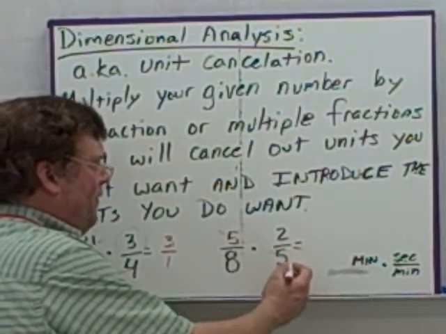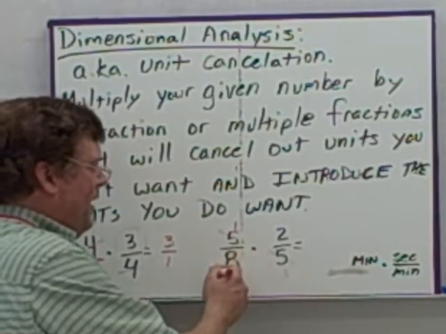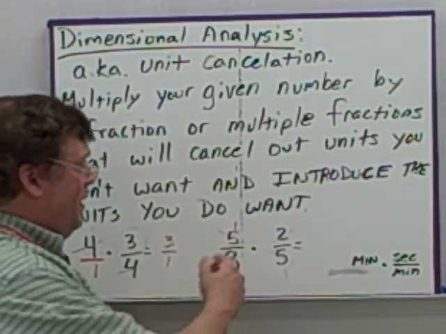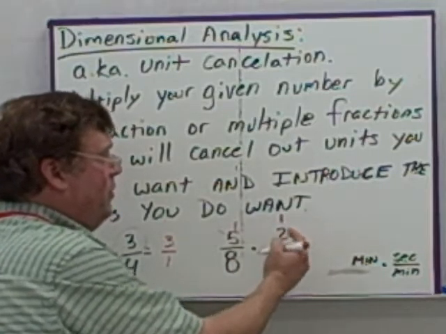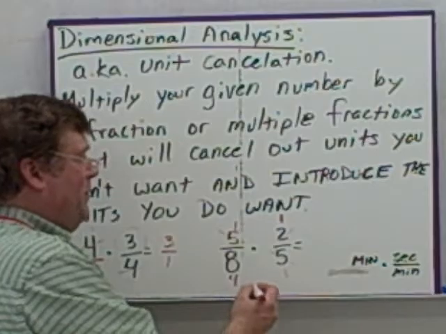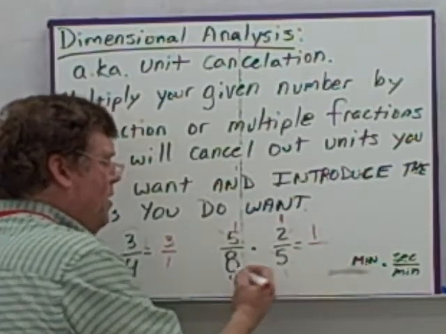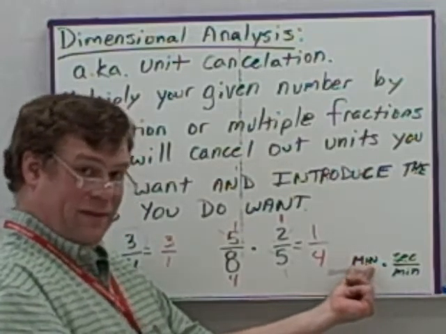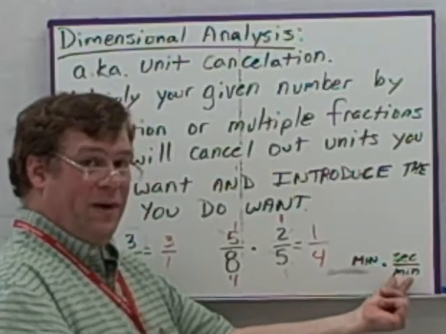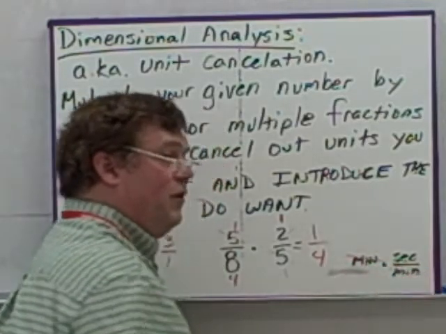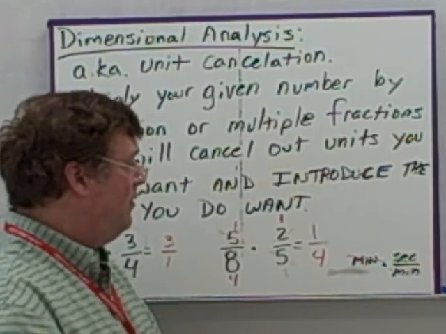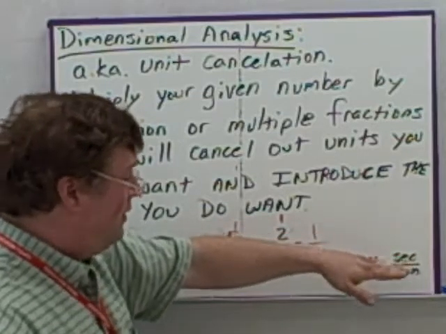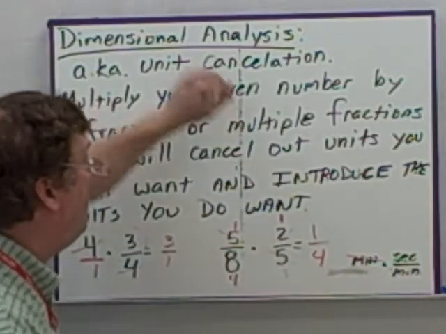Over here I could cross cancel the 5s. I could also do some cross-canceling in this direction. Not so important for our dimensional analysis, but you can do this because there is a common factor of 2. 2 goes into 2 once, 2 goes into 8 4 times. You end up with 1 times 1 is 1, 4 times 1 is 4, you end up with 1/4. So when we multiply something that's minutes, and we multiply it by something that's seconds over minutes, the minutes will cancel and we'll be left with just seconds. So we're looking to set up our fractions so that the units we want are on the top, and the units we want to get rid of are on the bottom.